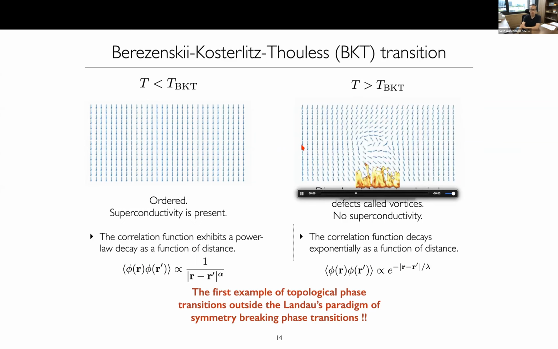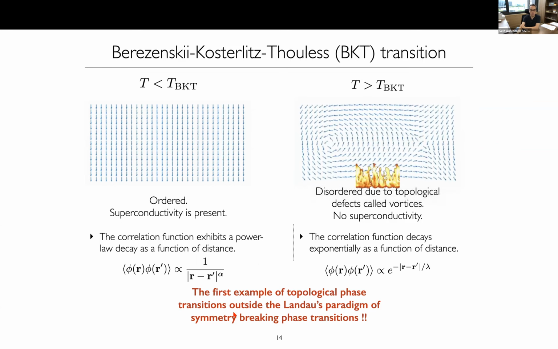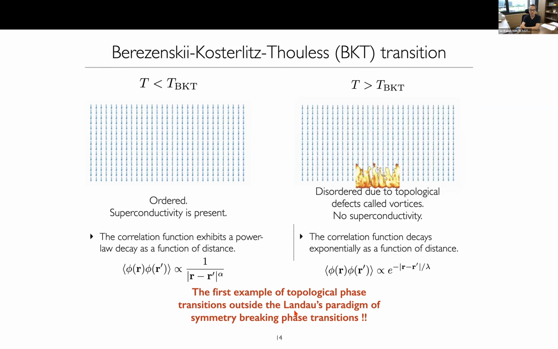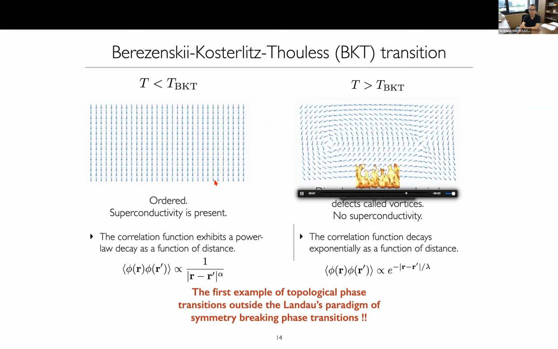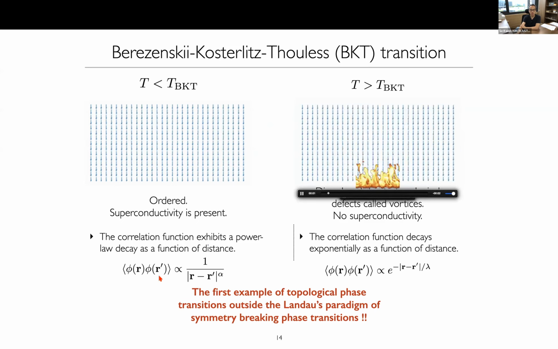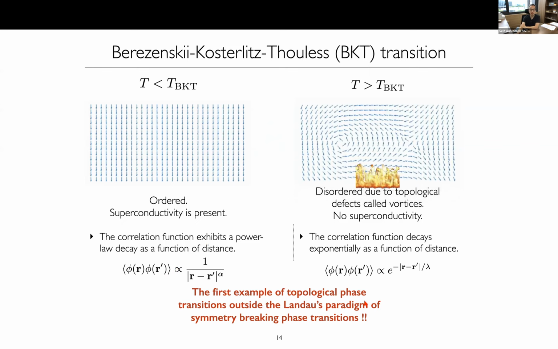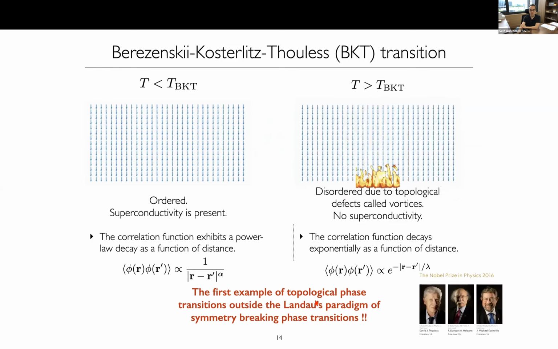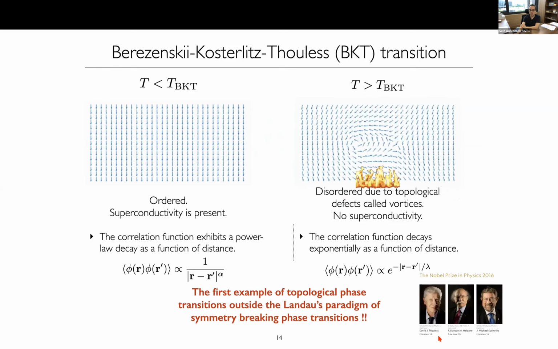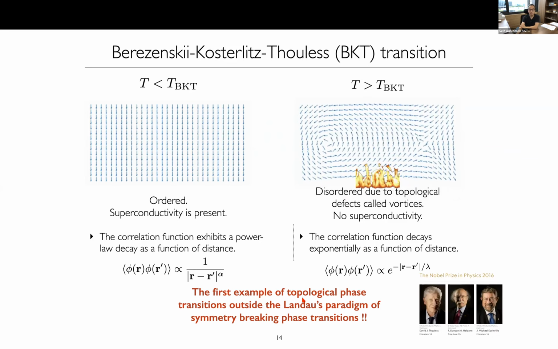This phase transition between these two is the first example of a topological phase transition living outside Landau's paradigm of symmetry breaking phase transitions. So there is no symmetry breaking between these two phases. However, there is a clear difference in the correlation function between these two phases. So this is the first example of a topological phase transition. And due to this work, Thouless and Kosterlitz got the Nobel Prize in 2016.